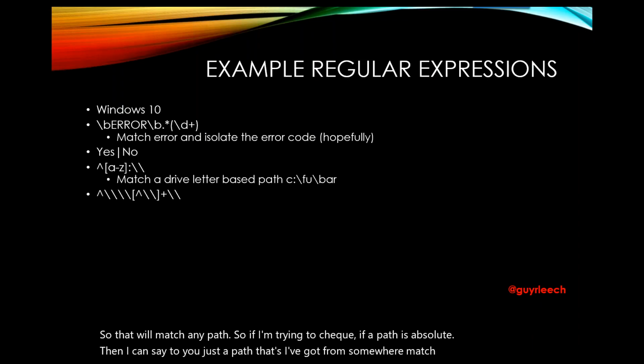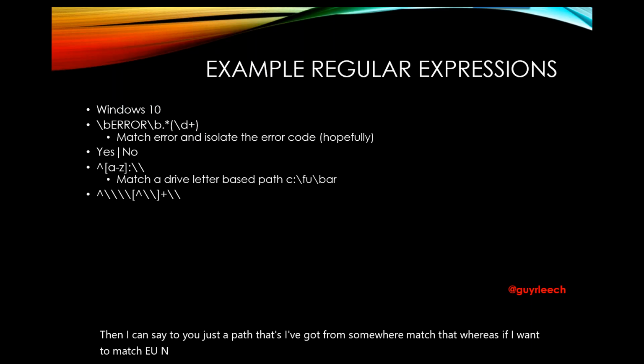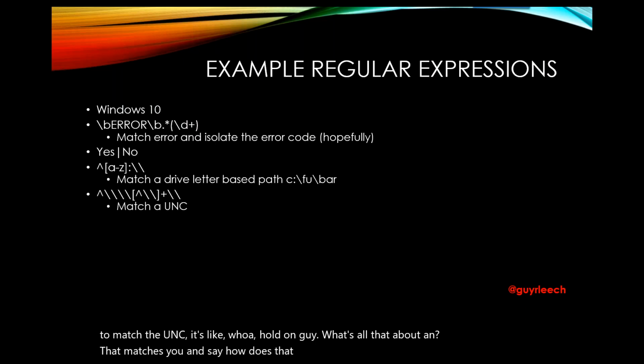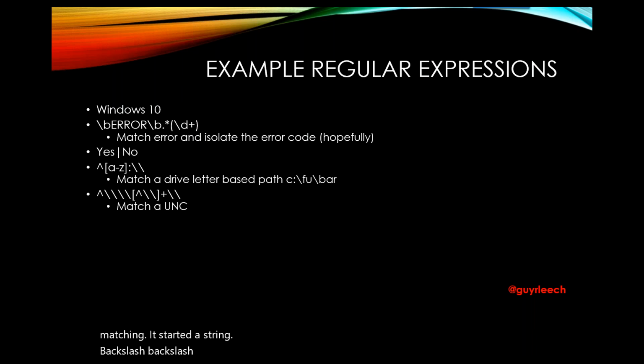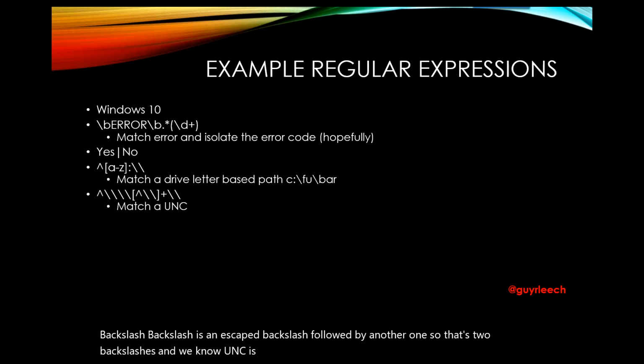Whereas if I want to match a UNC, it's like, whoa, hold on, guy, what's all that about? That matches UNC. How does that work? Okay, so again, caret, start of line, so start matching at the start of the string. Backslash is an escaped backslash, followed by another one, so that's 2 backslashes. And if we know a UNC is backslash server backslash Fred, so it's going to be backslash something.